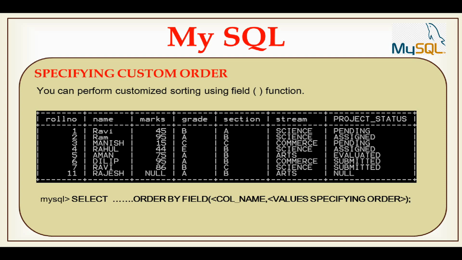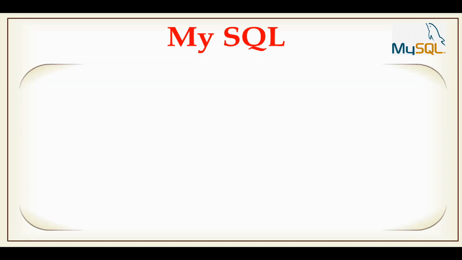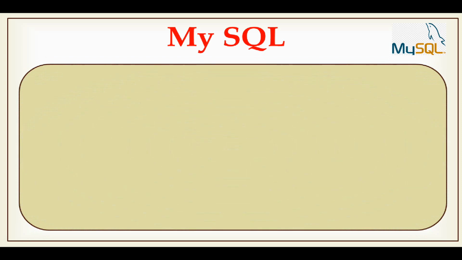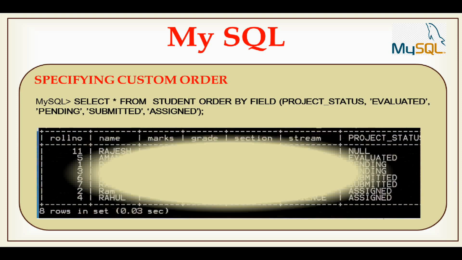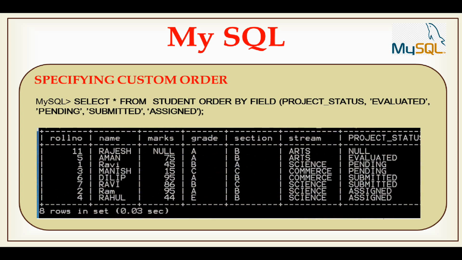Let us show you how we can use the field function with the order by clause. In this you will specify order by field, then you will specify that specific column on the basis of which you want to do the ordering, and then you will specify the values on the basis of which you want to do the ordering. Let us see it in an example of our case. We have a table, and in this table we write this query using the field function, and we will get output as such.